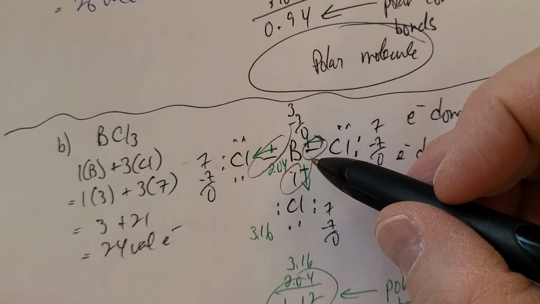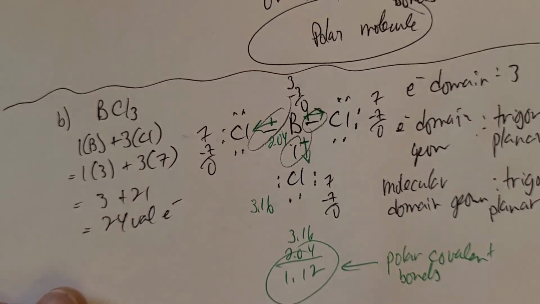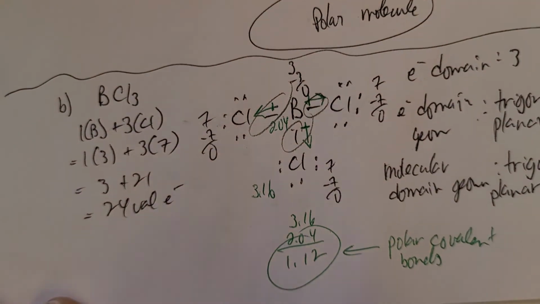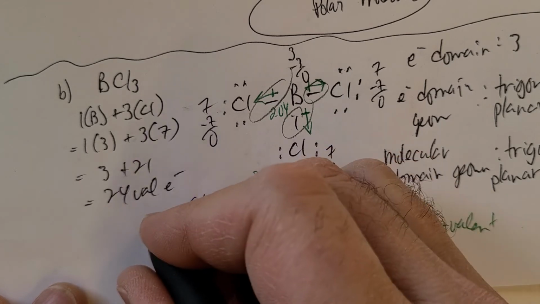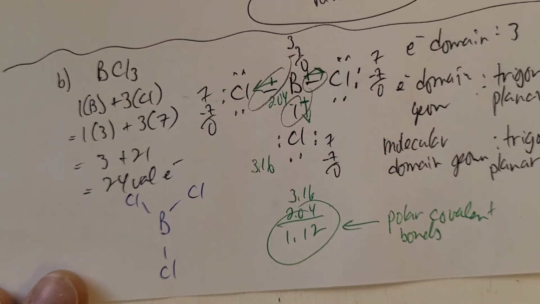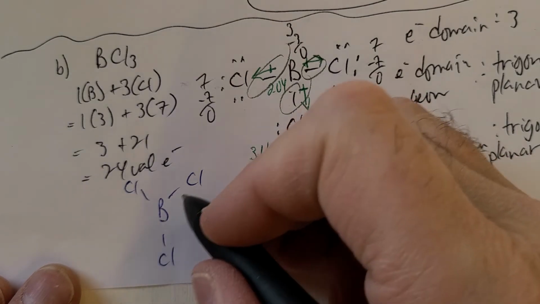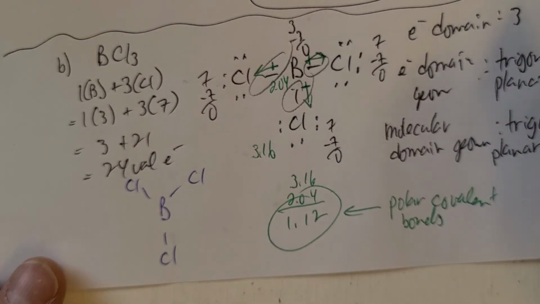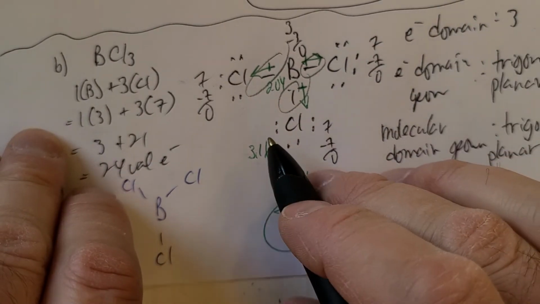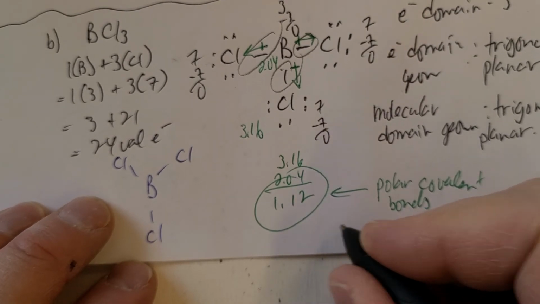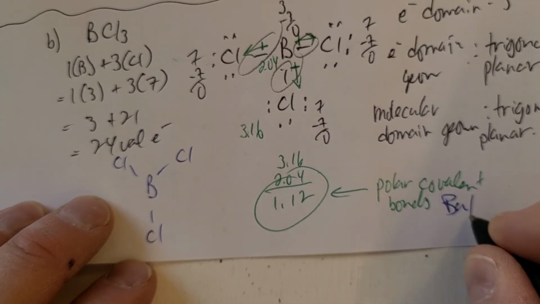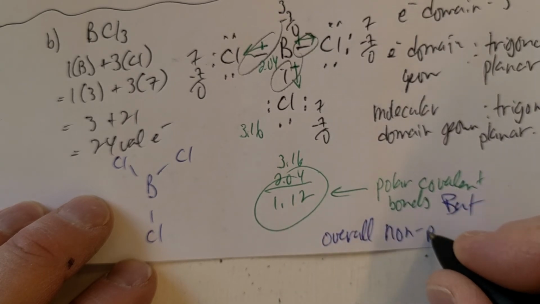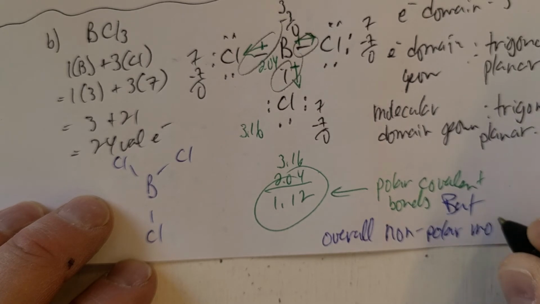Now how I drew this is deceiving because it looks like a T shape, doesn't it? But we know that it is actually trigonal planar. Those angles should be 120, so I should have drawn it like that. If you want, you could redraw it so that you can see that these upward pulls are balanced by the downward pull. So just be careful with how you draw that. Look at the actual shape, not how you drew it. So polar covalent bonds, but overall a non-polar molecule.